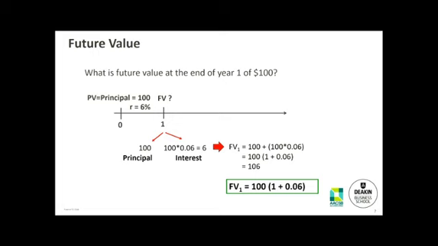Very easy. $100 principal plus $6 interest, because interest equals $100 times 6%. Do you agree? So $100 principal plus $6 interest, which means my $100 at the end of year one will be $106. Am I right? My $100 at the end of year one will be $106, which includes $100 principal and $6 interest. Let's see the beauty of compound interest.